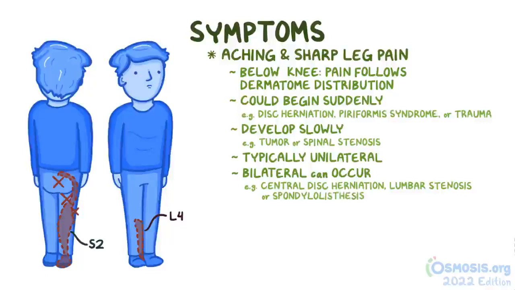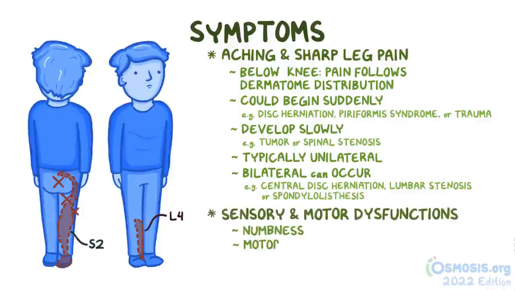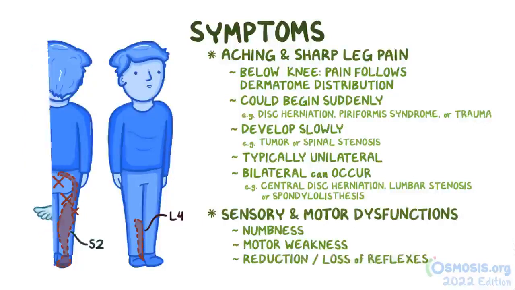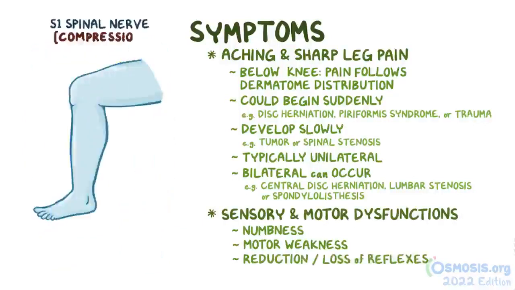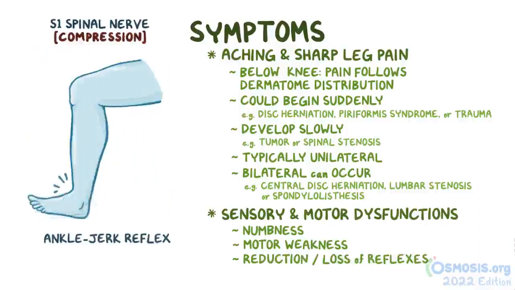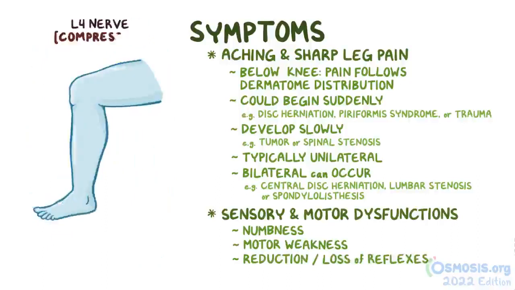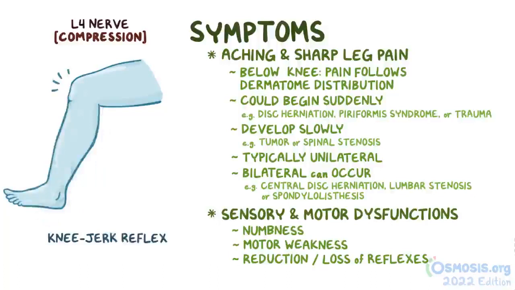Sometimes the pain can be accompanied by other sensory or motor dysfunctions like numbness, motor weakness, and reduction or loss of reflexes. S1 spinal nerve compression affects the ankle jerk reflex, while L4 nerve compression affects the knee jerk reflex.